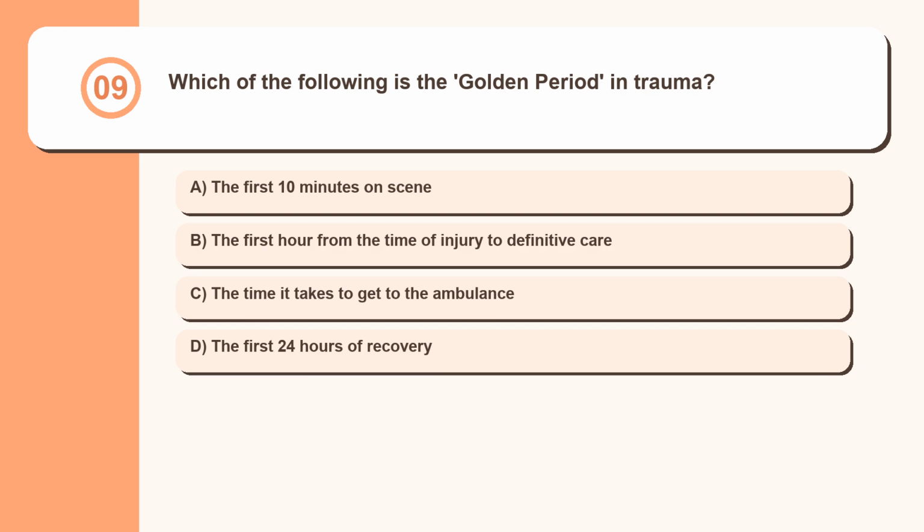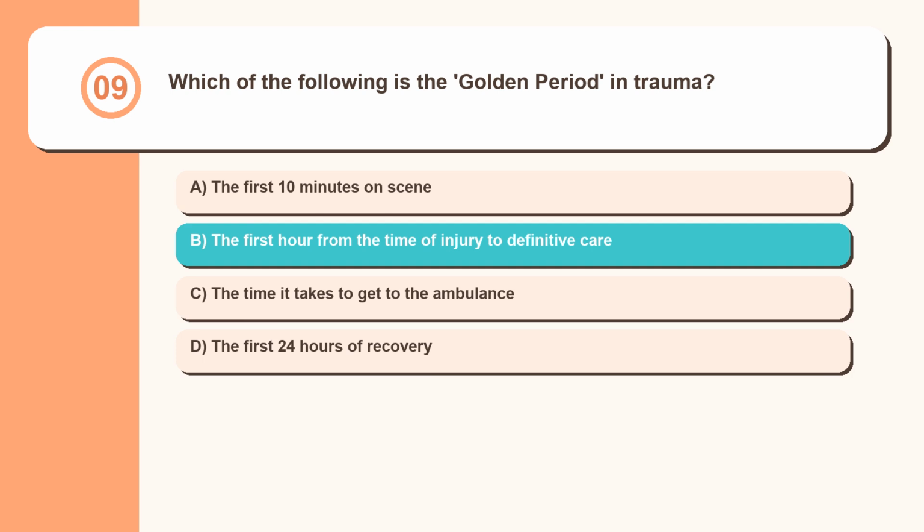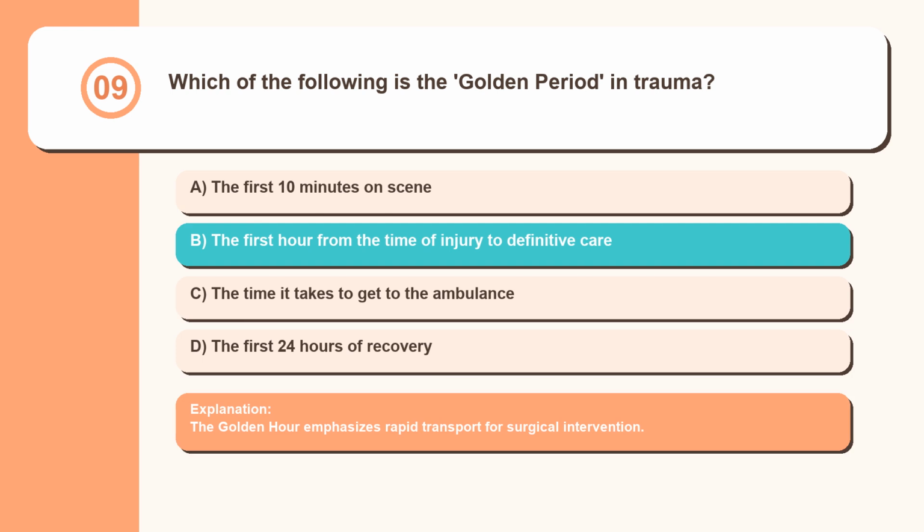Question 9. Which of the following is the golden period in trauma? The first 10 minutes on scene. The first hour from the time of injury to definitive care. The time it takes to get to the ambulance. The first 24 hours of recovery. The golden hour emphasizes rapid transport for surgical intervention.